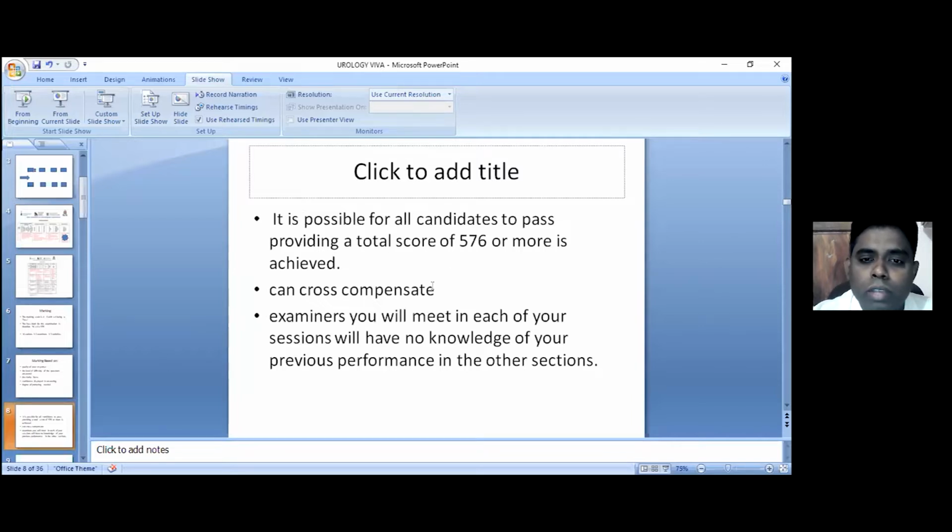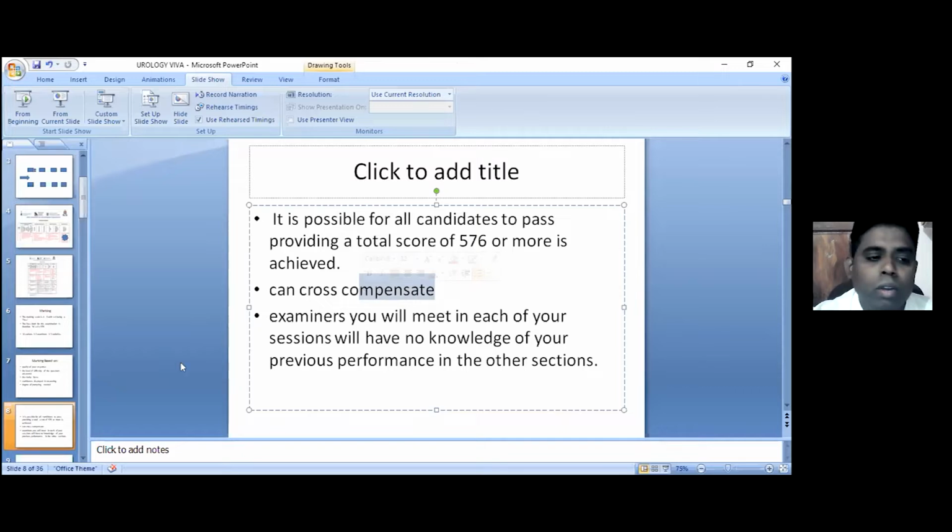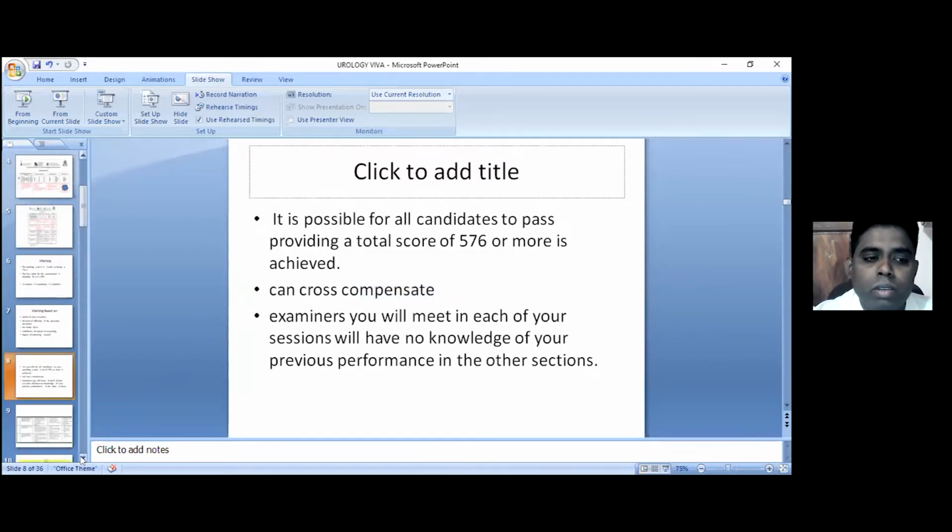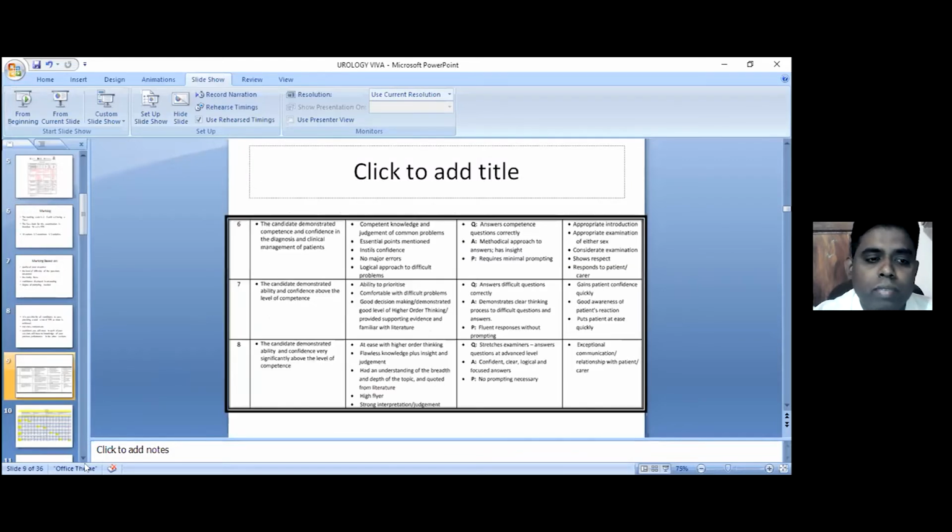So I told you we can cross compensate. So don't worry about not doing one station well. And examiners, they don't know about your performance, right? I have sent you the blueprint about the marking scheme, and just see how they give good marks, 7 and 8, 7 and 8.